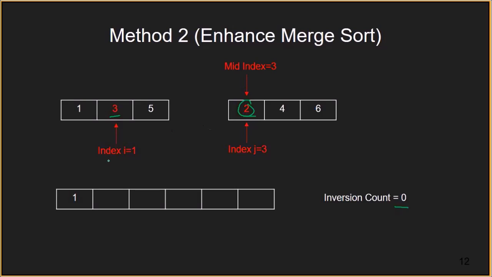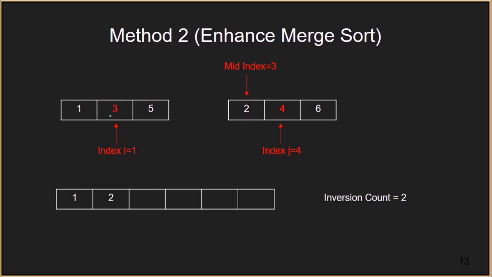Although the value 3 is greater than the value 2, the index of element 2 is smaller than the index of 3. We already know that the first subarray is sorted, so elements coming after 3 will be greater than 3 and thus will also be greater than the value 2. So they all form pairs of inversions with the element 2. So in total, we see that there are mid-index minus I, that is 3 minus 1 equal to 2 inversions in this step. So we'll increment the value of the inversion count by 2.